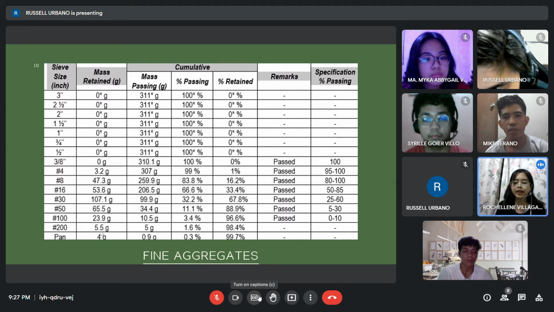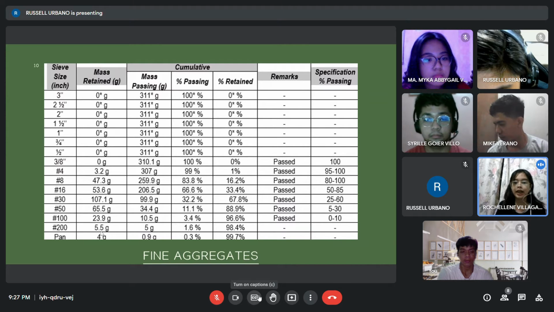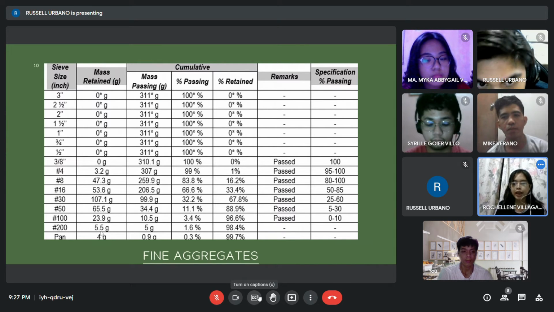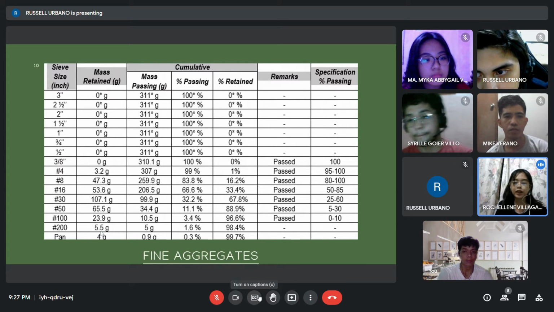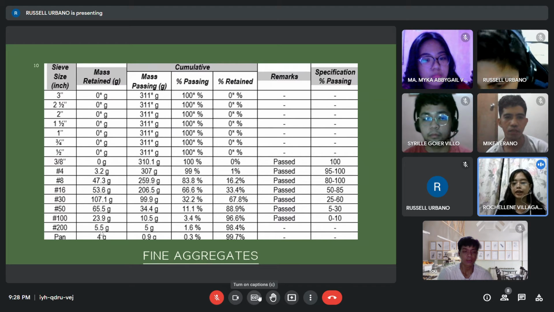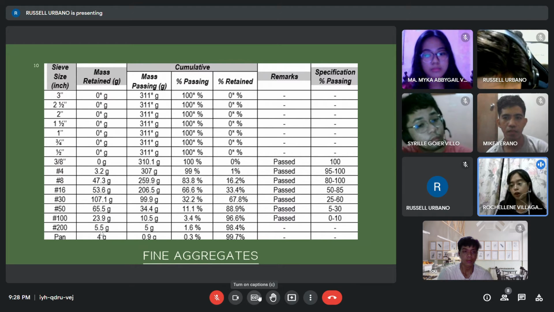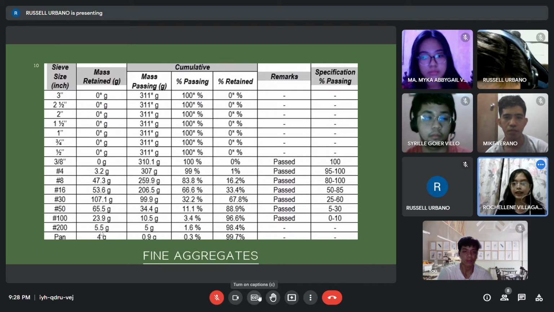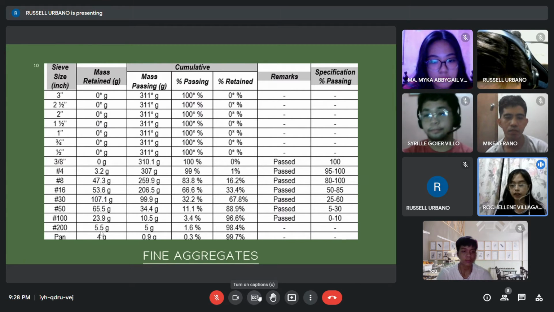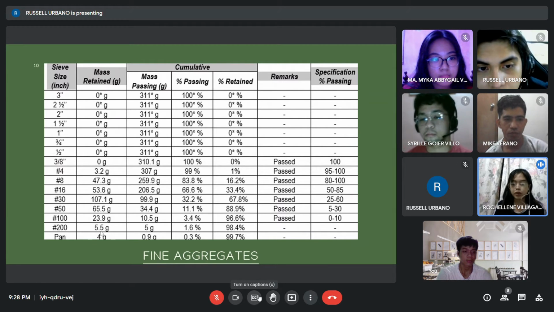The total mass retained is 310.1 grams as we sum up all the given data in the mass retained. An example of getting mass passing is 310.1 grams times 99% over 100 equals 307 grams. It was already rounded off to the nearest tens. Next is 310.1 grams times 83.8% over 100 equals 259.9 grams, and so on and so forth.